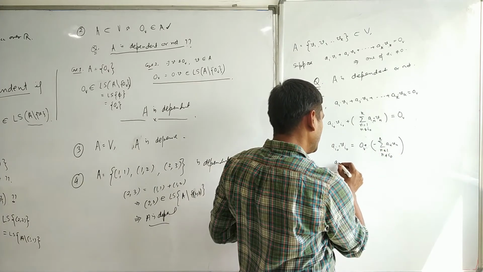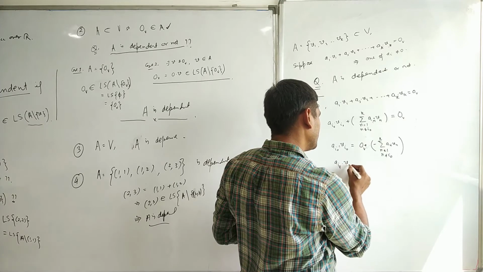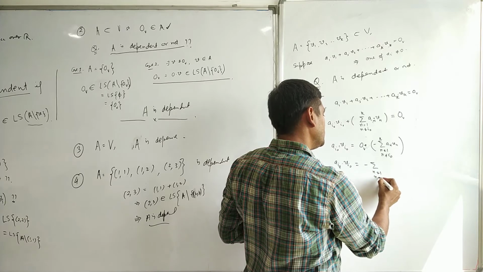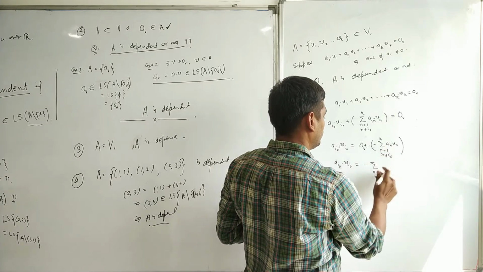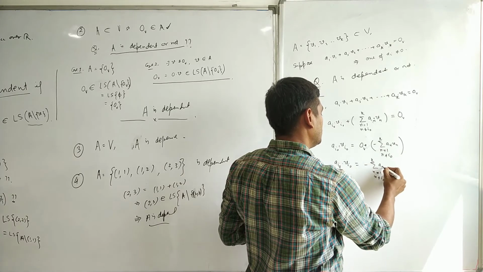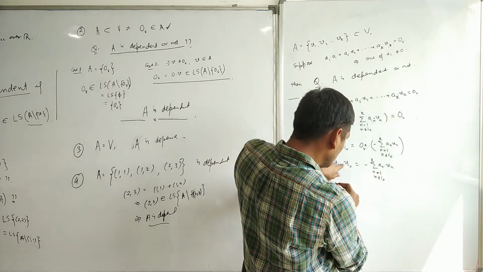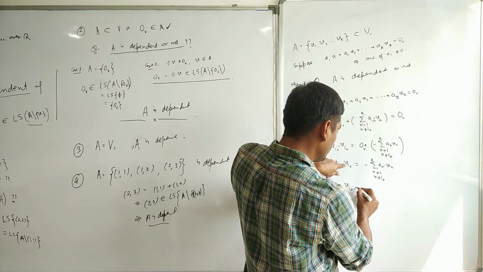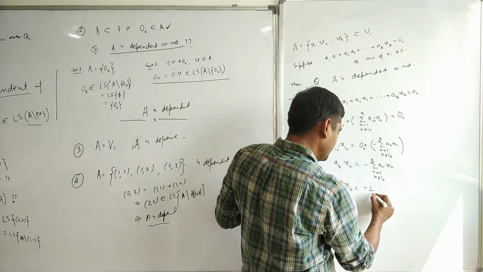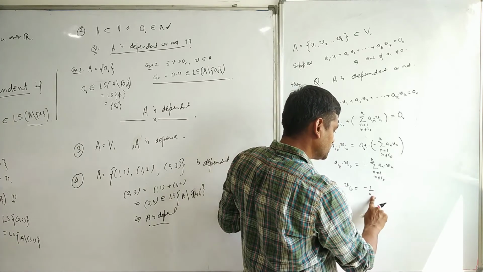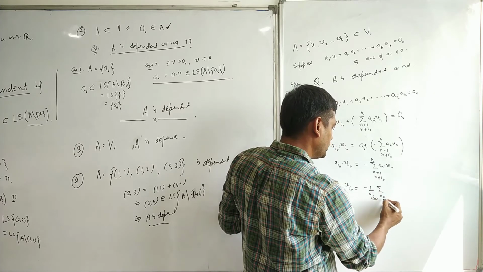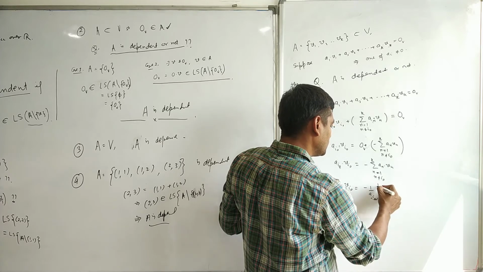So we have ai naught into vi naught equal to minus summation n equal to 1 to k, n is not equal to i naught, an into vn. And this implies that vi naught, what is vi naught? Vi naught is minus 1 by ai naught summation n equal to 1 to k, n is not equal to i naught, an into vn.